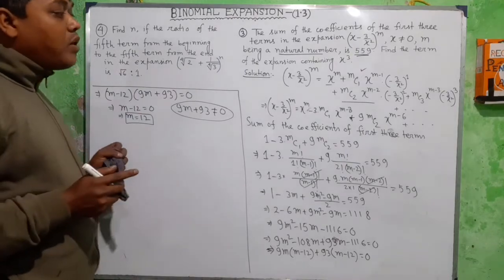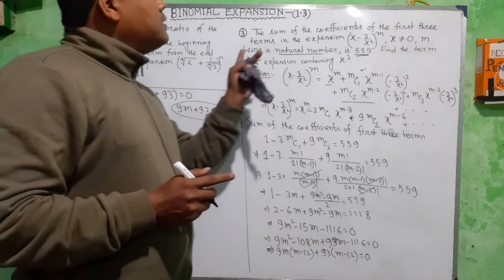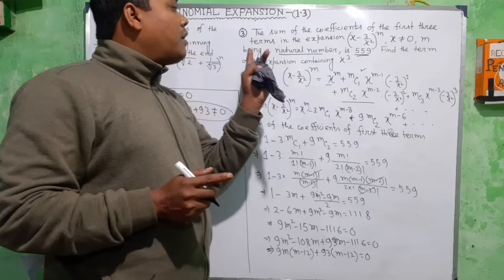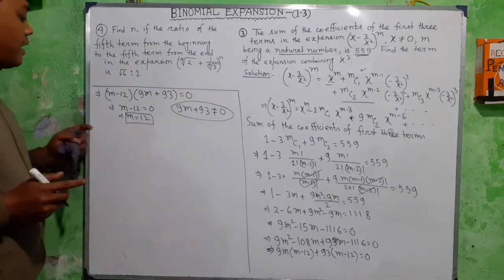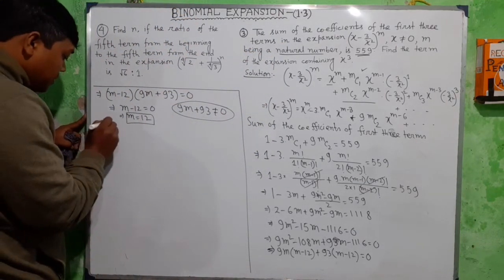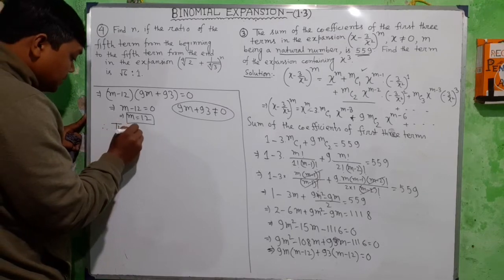So what is the value of m when the coefficients of the first three terms is 559? So the value of m is 12. Therefore, the value of m is 12.